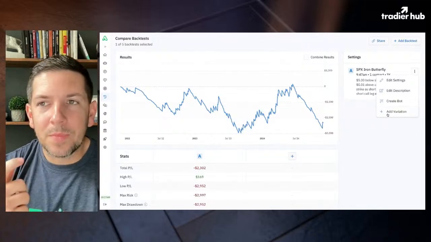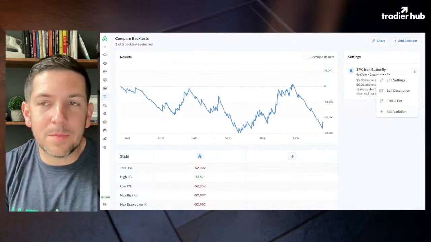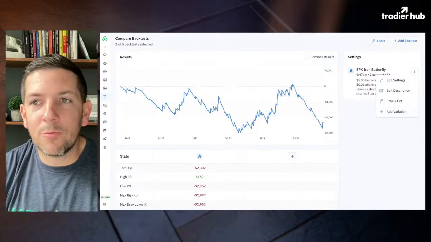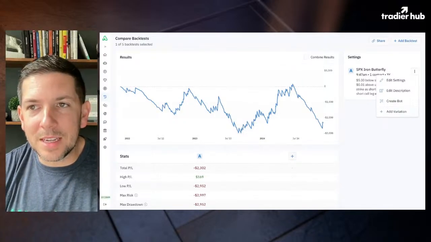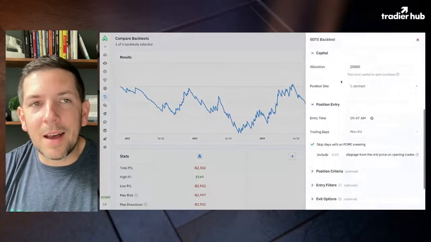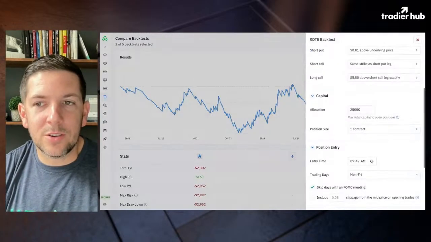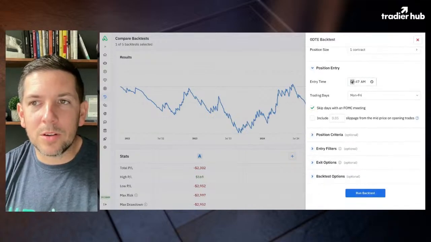What this does is bring up the exact same setup that you already put together. You don't have to re-input everything. Everything is in here exactly the same. And now this allows you to tweak it and find different strategies or different things that might work.